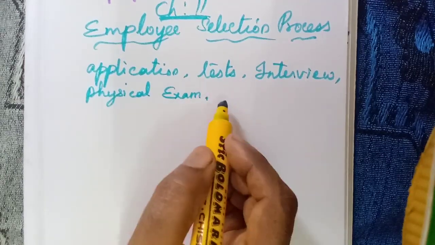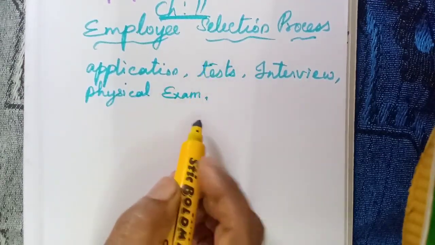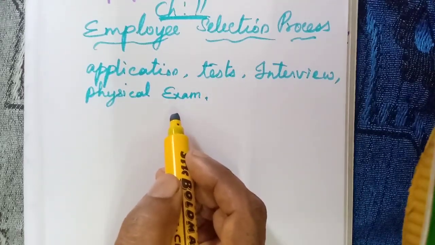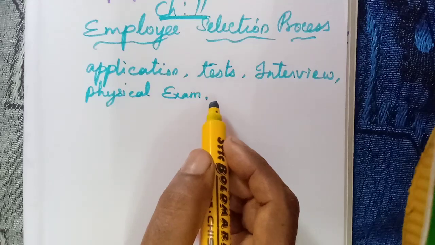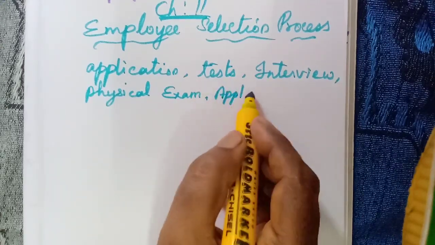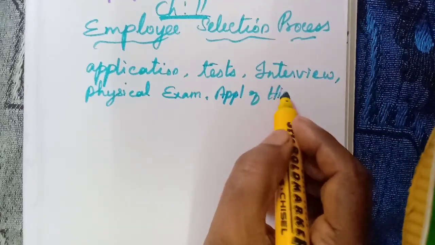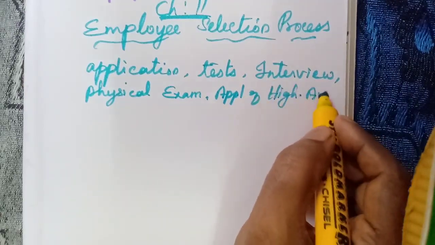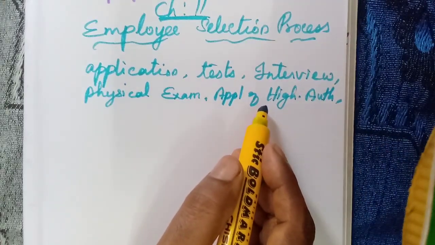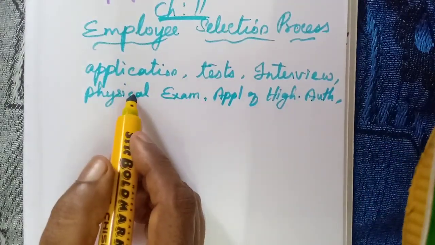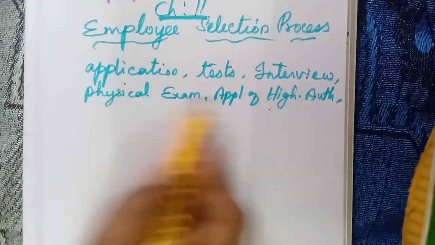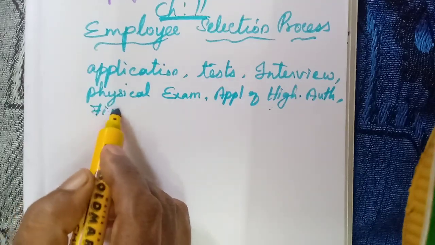For any work we have to use our physical body, isn't it? That is very important, whether that person has any severe disease or anything. Then approval of the higher authority. The higher authority must approve. Then the medical test is conducted, then approval from the higher authority, and then they will make the final selection.